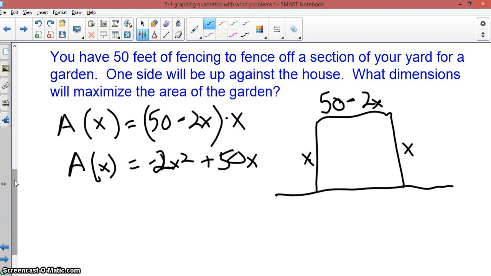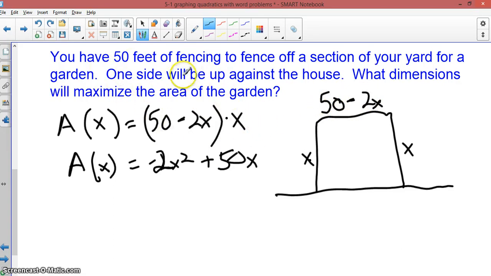So we want to know what dimensions will maximize the area of the garden. Well, finding x will tell us one of the dimensions, and then we can plug that in to figure out what this other dimension is. If x was 10, this dimension would have to be 30, so it would be 10 by 30. How do I get 30? 50 minus 2 times 10, and that gives you 30. That's not the answer, but let's figure out what the answer is.